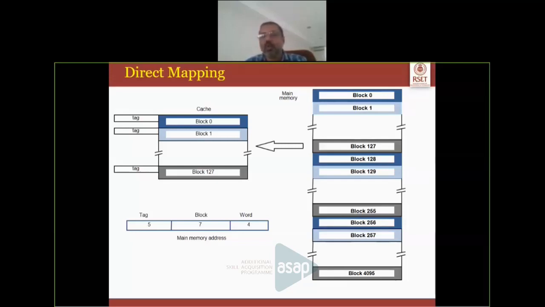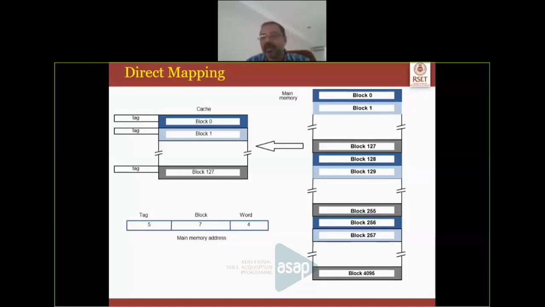Now, block 128 is asked, the content from block 128 is required by the processor. That block 128 can be fitted only in block 0 of the cache, which is already occupied, but the entire rest of the cache is vacant. It cannot be fitted to any other. The block 0, which was loaded from block 0 of main memory, has to be removed. This is one of the main disadvantages.